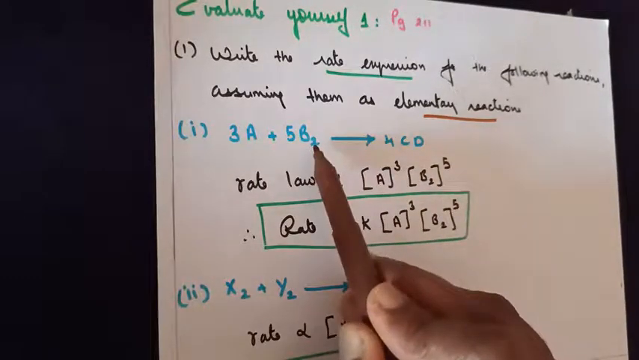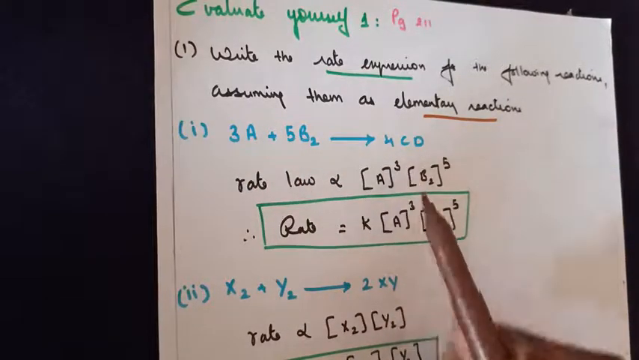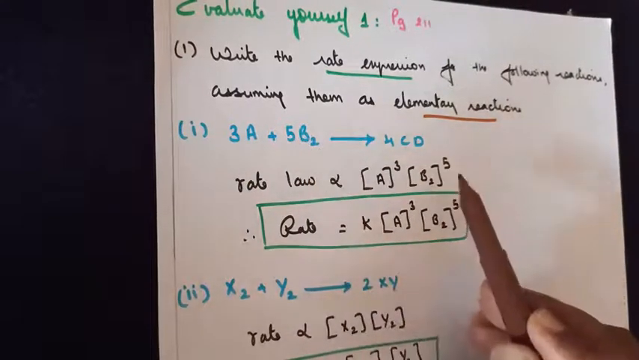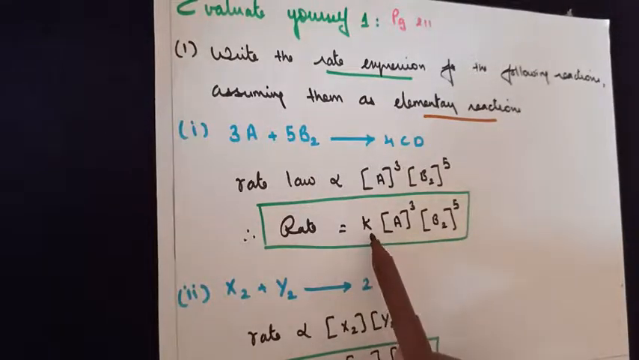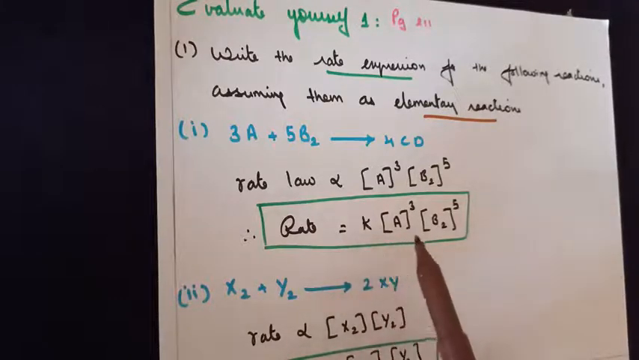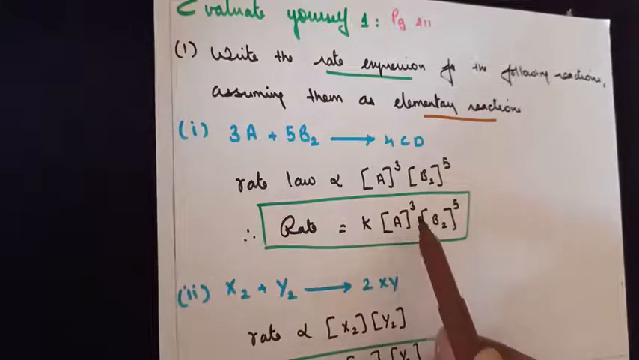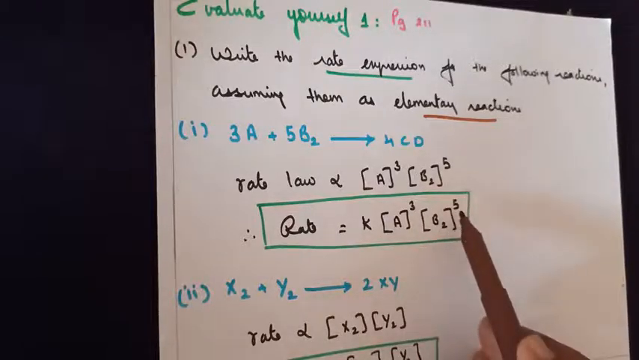Now this 2 has nothing to do with the rate law. Now A you take to be 3, you write it in terms of power, and 5 you write in terms of power. The proportionality sign is replaced with the rate constant k. So hence the step is repeated. Rate is equal to k into concentration of the reactant A to the power 3 and concentration of the reactant B2 to the power 5.